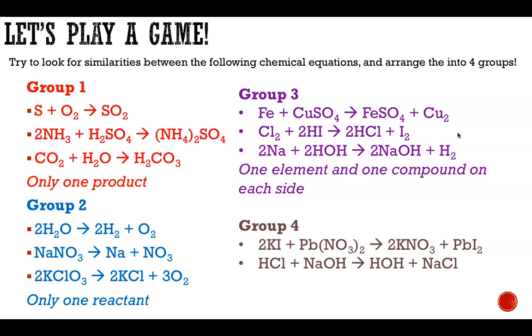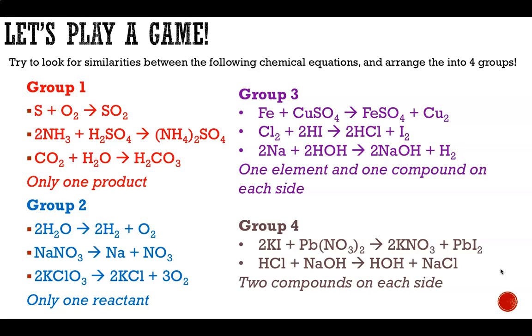Group 4. Okay, so we've got 2 reactants and 2 products. It looks like I've got a compound here, potassium iodide. I've got another compound here, lead 2 nitrate. Still 2 compounds. So this one looks like there's 2 compounds on each side.